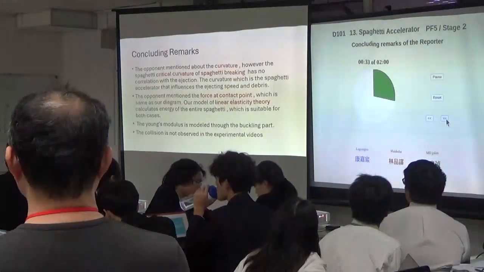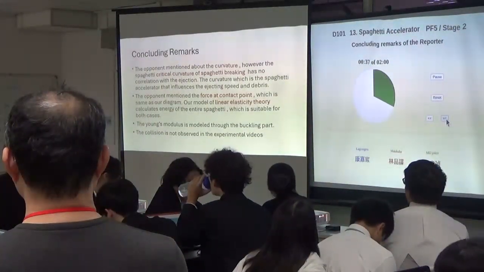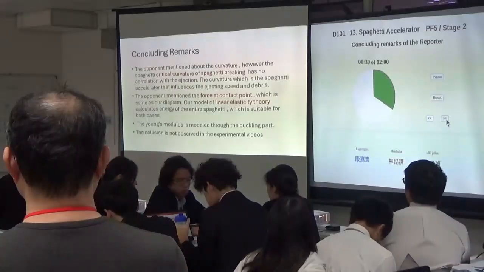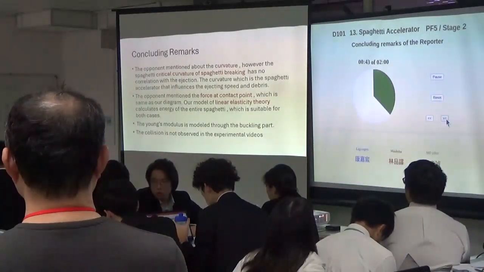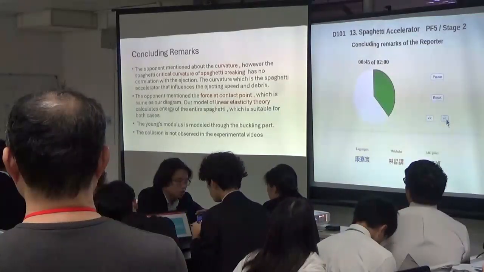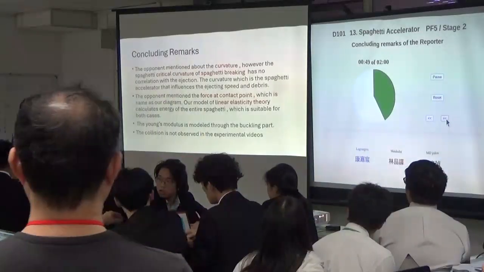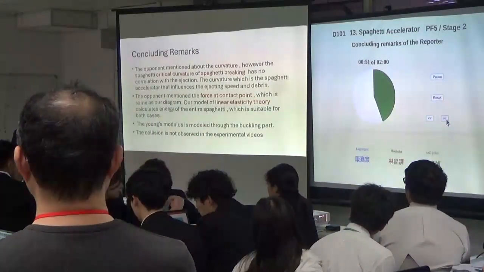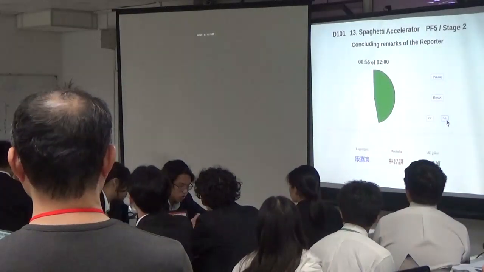The opponent mentioned the force at contact points, which is the same as our diagram. Our model of linear elasticity theory calculates the energy of the entire spaghetti, which is suitable for both cases. And the Young's modulus is modeled for the remaining parts. And a collision is not observed in the experimental videos. And that will be my concluding remarks.